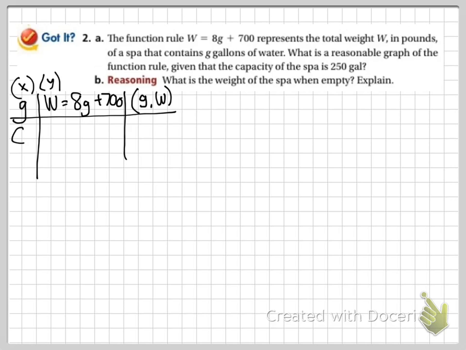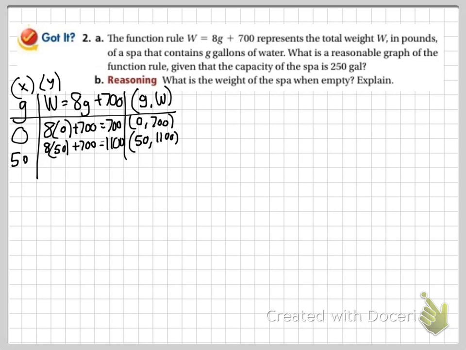Okay, so I'm going to start by plugging in 0. 8 times 0 plus 700 is just going to be 700. So this is the point 0, 700. And then I'm just going to pick a few numbers until we get to 250. So why don't we plug in 50. 8 times 50 plus 700. That'll give me 400 plus 700, which is 1,100. So this is 50, comma, 1,100.